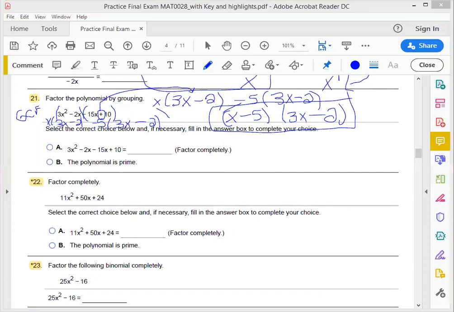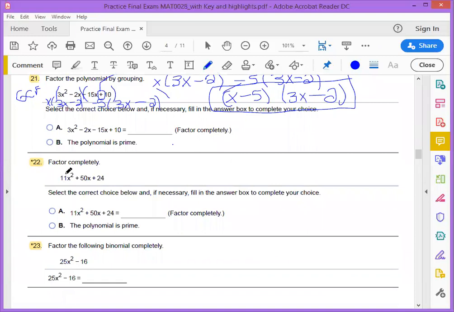All right, let's look at number 22. We're factoring again. We have 11x squared plus 50x plus 24. Now let's write this up here, because when we have a leading coefficient, we have to do a little bit more work. 11x squared plus 50x plus 24.